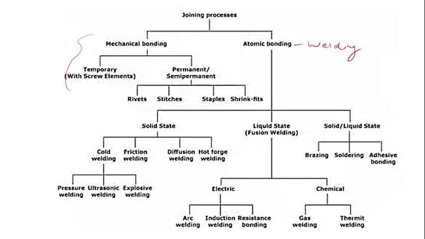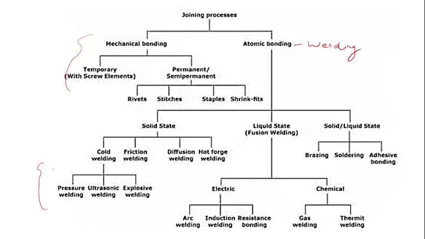Then welding is again divided into three categories: solid state, liquid state, solid and liquid state. Then in liquid state, it is again divided into two parts: electric and chemical. And electric is divided into three parts: arc welding, induction, and resistance welding. So from an exam point of view, you should know all types of welding of solid state, liquid state, and solid liquid state. You should know for which material which kind of welding we are using, and what is the mechanism for the different welding processes.